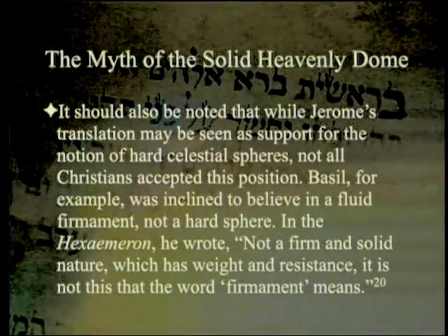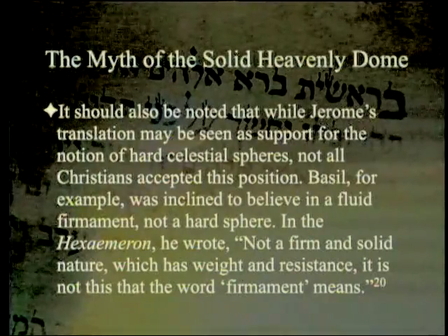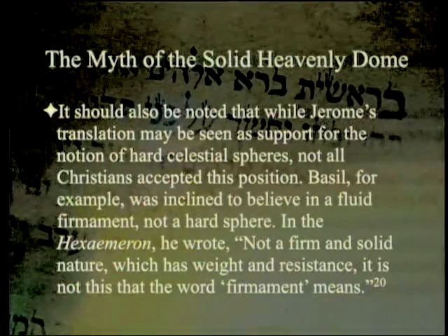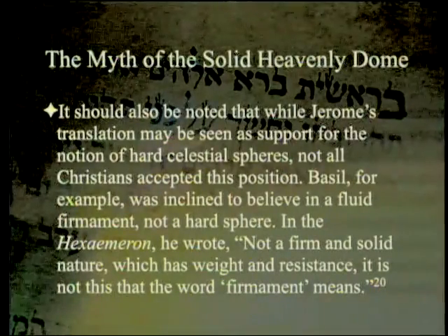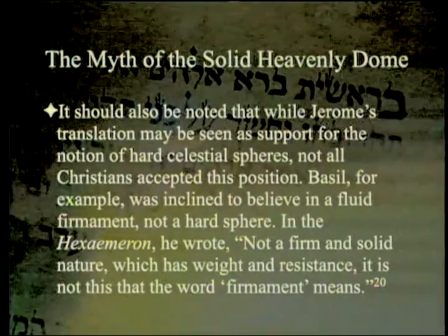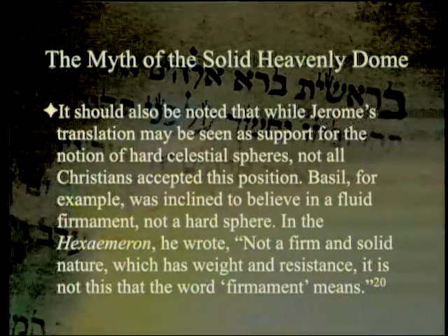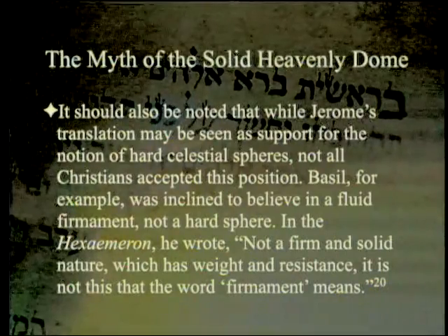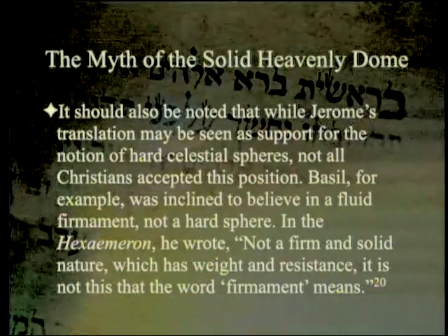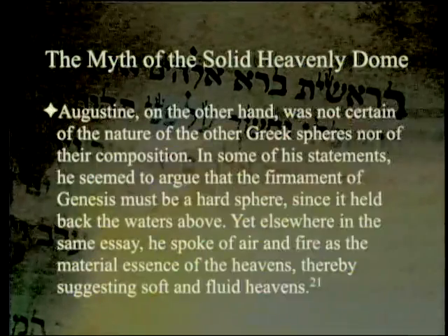It should also be noted that while Jerome's translation may be seen as support for the notion of hard celestial spheres, not all Christians accepted this position. Basil, for example, was inclined to believe in a fluid firmament, not a hard sphere. In the Hexameron, he wrote, "Not a firm or solid nature which has weight and resistance. It is not this that the word firmament means." We read the entire quote last week.